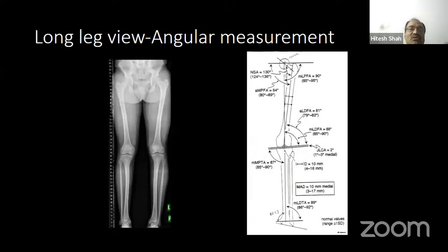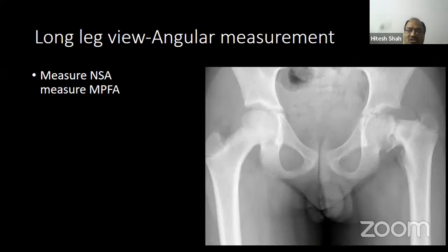What do we need to check in the long leg view? As a standard, we need to check the mechanical alignment of the lower limb. You need to check the neck shaft angle of the proximal femur, as well as the MPFA, the medial proximal femoral angle, in the long leg view. And always measure the neck shaft angle on both sides. Always measure the MPFA on both sides. What is the implication? Why do we need to know both?